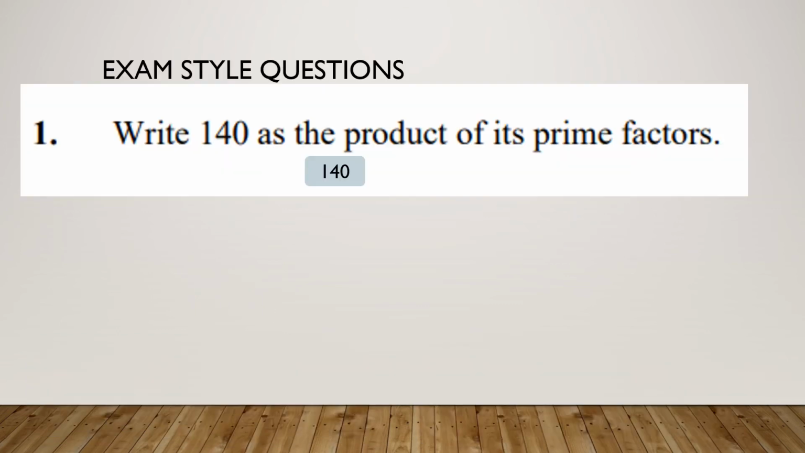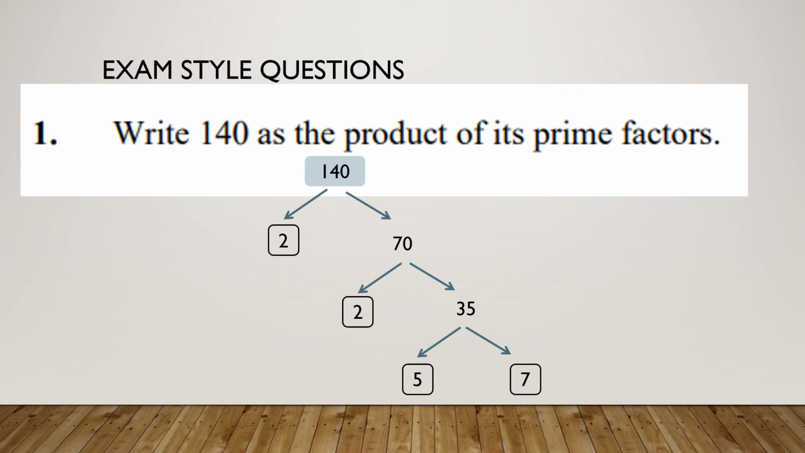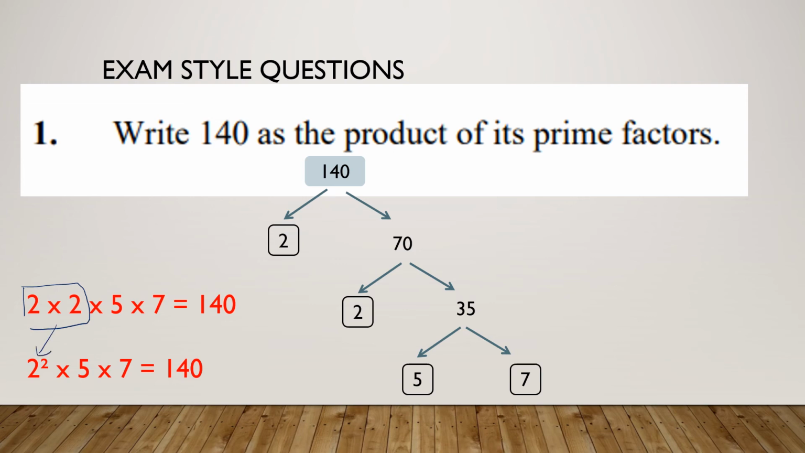Let's have a look at an exam style question. So write 140 as a product of its prime factors. Now 140 will divide by 2, leaving me with 70. It'll then divide by 2 again, leaving me with 35. 35 does not divide by 2, but it does divide by 5 and leave me with 7, which is a prime number. So writing 140 as a product of its prime factors, I've got 2 times 2 times 5 times 7 equals 140. Or in index notation, that can be written as 2 squared times 5 times 7 equals 140.